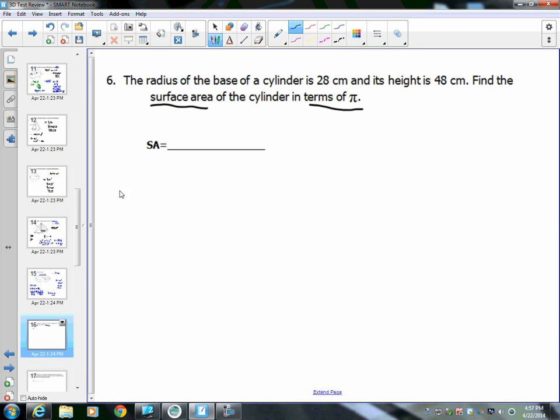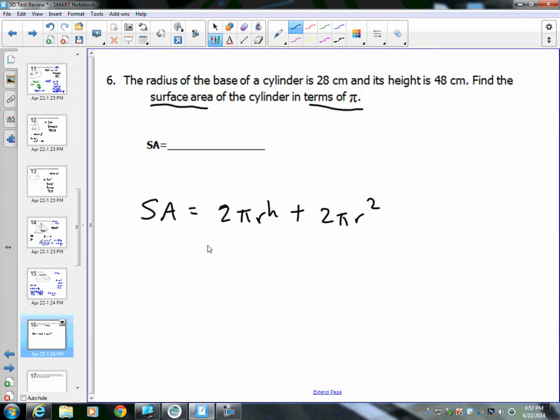Okay, so surface area of a cylinder is going to be, and by the way, this is asking for total surface area. It'll ask us for lateral surface area. If it's asking for lateral surface area, it'll tell us specifically lateral. So this is asking for total surface area, so we want 2 pi rh plus 2 pi r squared. This is the total surface area for a cylinder.